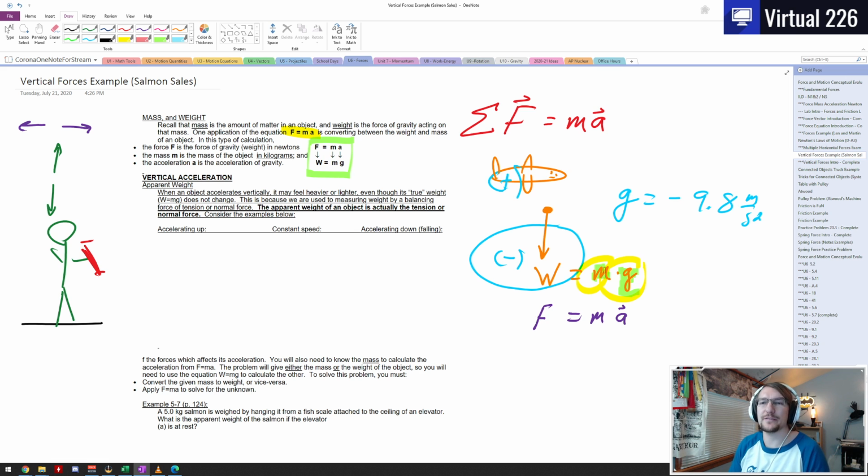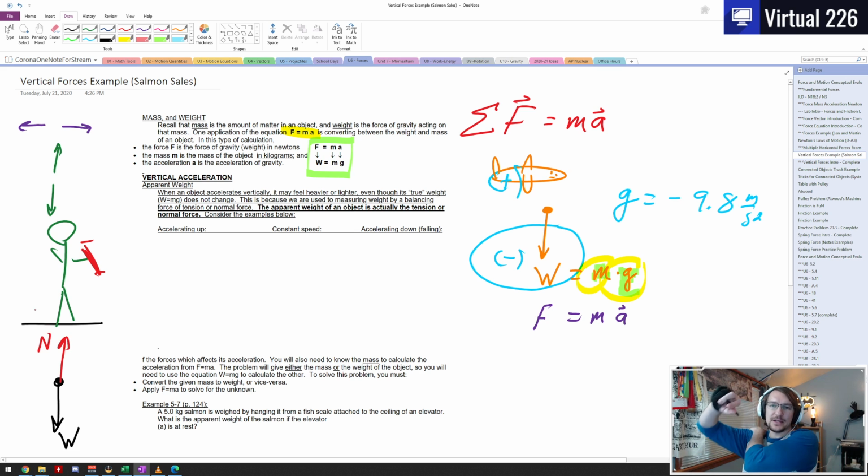Well, it has to do with the fact that your scale isn't measuring your weight. Your scale is measuring your apparent weight. Your scale is measuring the push back from the ground up on you. Remember those action-reaction forces? You push on the ground, the ground pushes back up on you. That's what your scale is actually measuring. Your scale is measuring your normal force. So if here's you standing on the scale, there's your weight acting down, but your normal force is acting up.